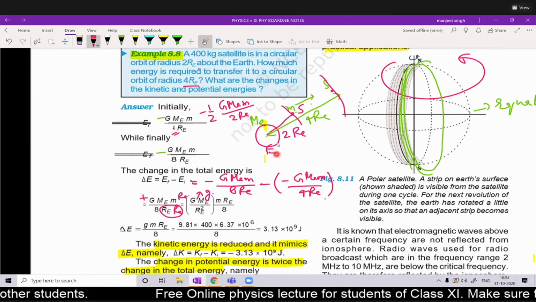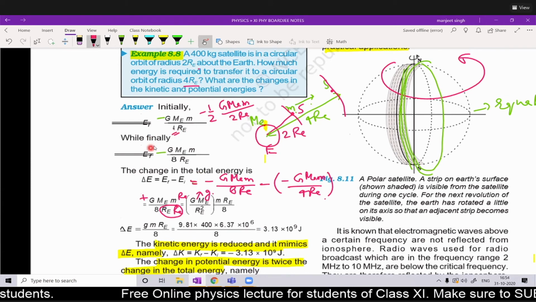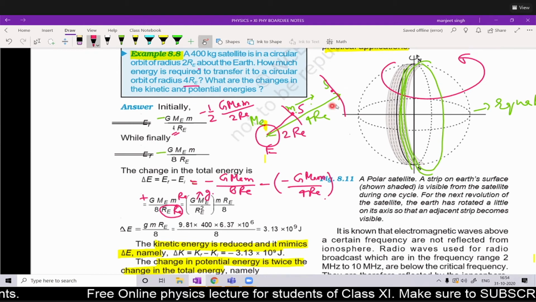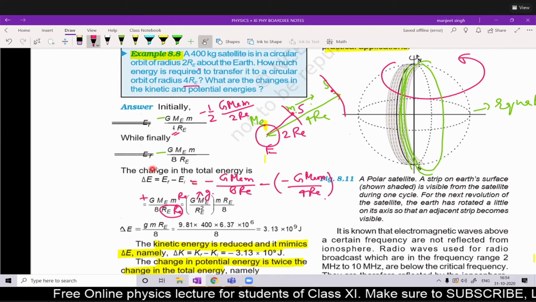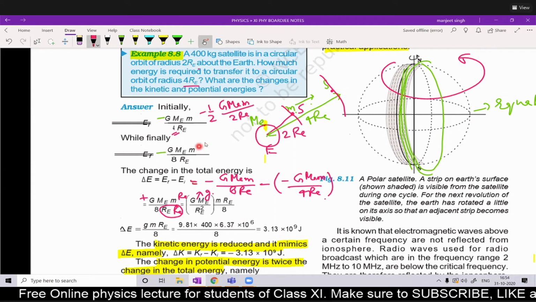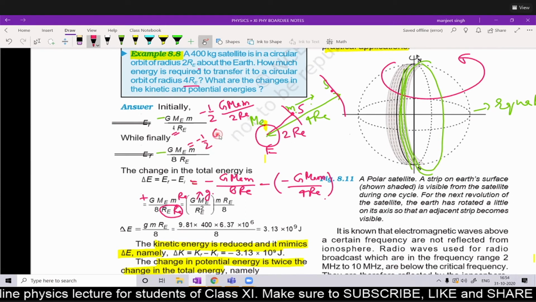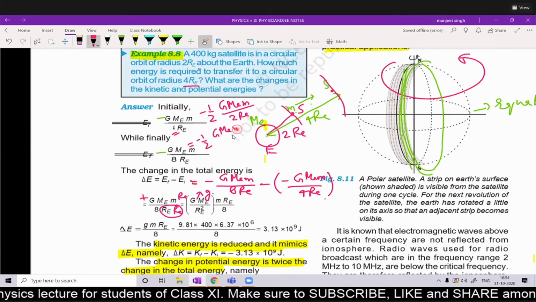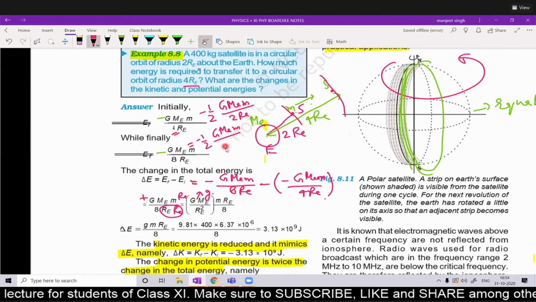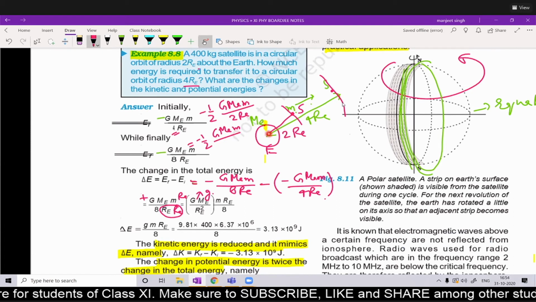You see. Similarly, finally when it reaches an orbit of 4 Re radius, what is the final energy? Minus half GMEM upon Re plus H, means this is 4 Re.